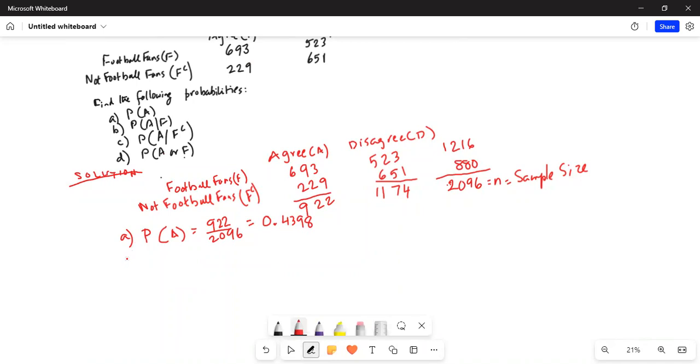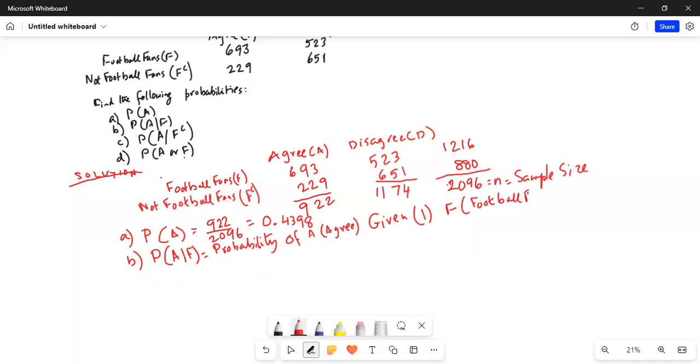Part B. This is to be read as probability of A, which is agreement, given, the vertical line is given. F happened first. What is F? F is football fans. Happened first.